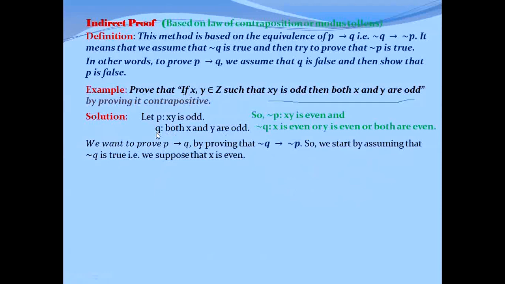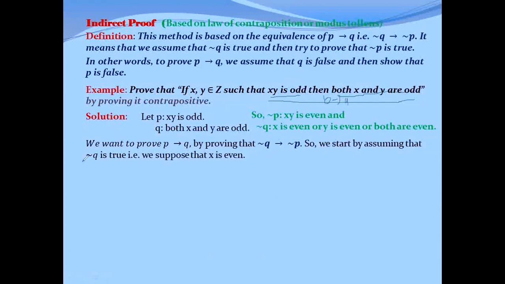Similarly, the second proposition Q is used for both x and y are odd. It means its negation is x is even or y is even, or both are. I have written here the negation of P and the negation of Q. We want to prove P implies Q, that is in our question. This question is: if xy is odd, then both x and y are odd. It means P implies Q.